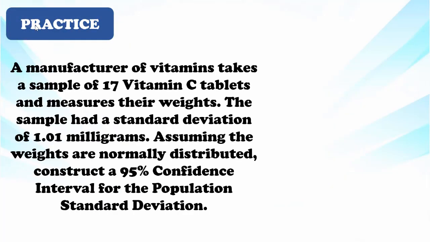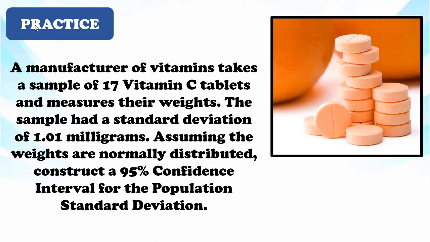So how about a practice problem? A manufacturer of vitamins takes a sample of 17 vitamin C tablets and measures their weights. The sample had a standard deviation of 1.01 milligrams. Assuming the weights are normally distributed, construct a 95% confidence interval for the population standard deviation. So this is just like the example problem we just did. So go ahead and work on that. Press pause on the video. And when you're ready to see the answer, press play.